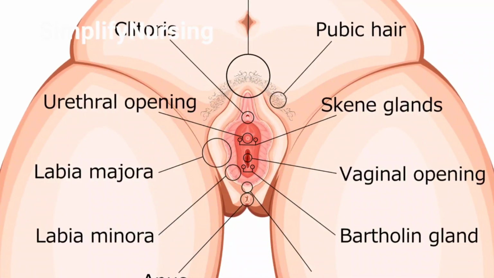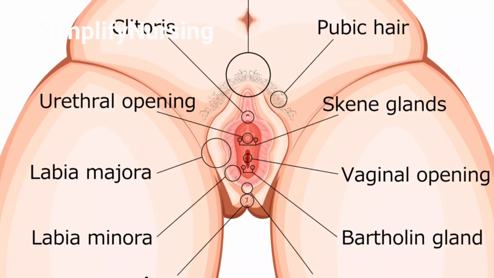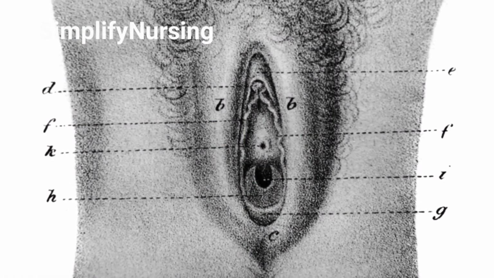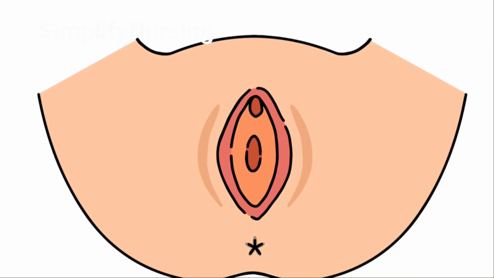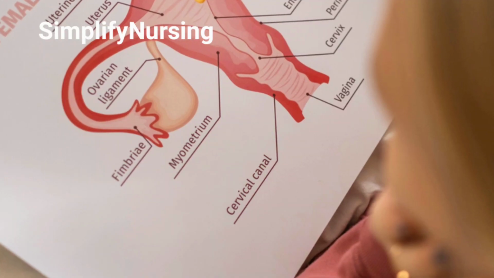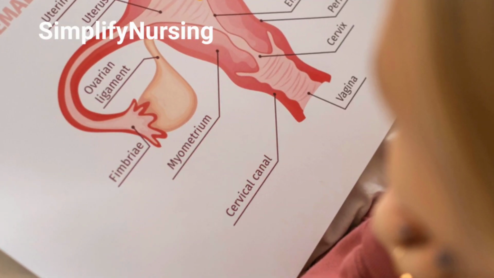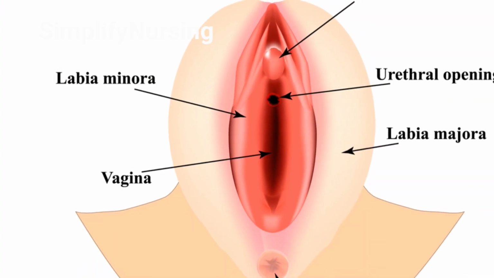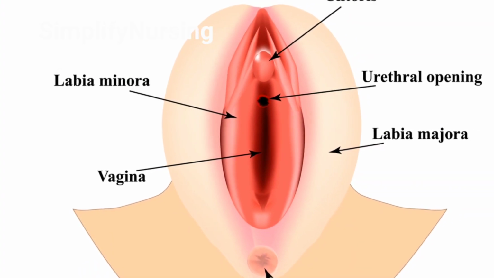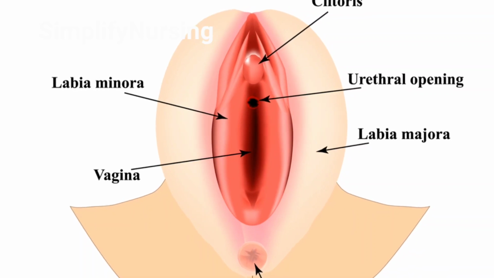Mons pubis, the fatty tissue located above the pubic bone, covered with pubic hair after puberty. Labia majora, the outer folds of skin that protect the internal structures. Labia minora, the inner folds of skin, which are thinner and more sensitive than the labia majora. Clitoris, a small sensitive organ located at the top of the vulva, primarily responsible for sexual arousal.